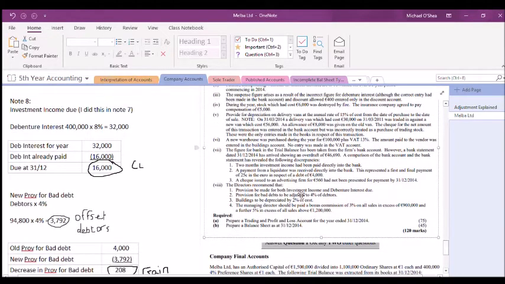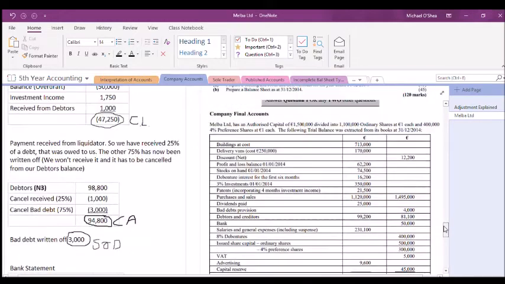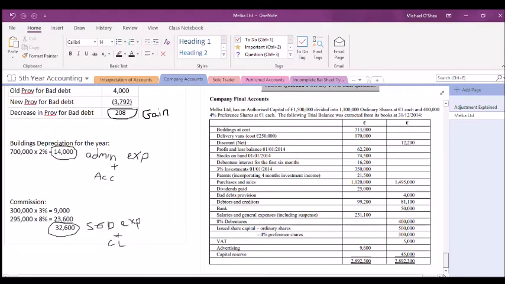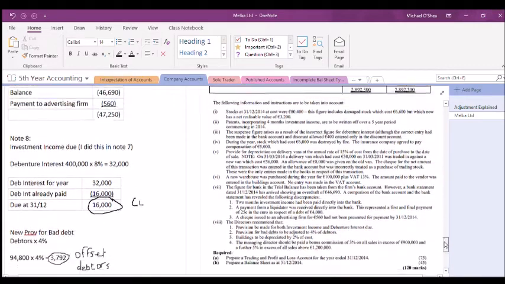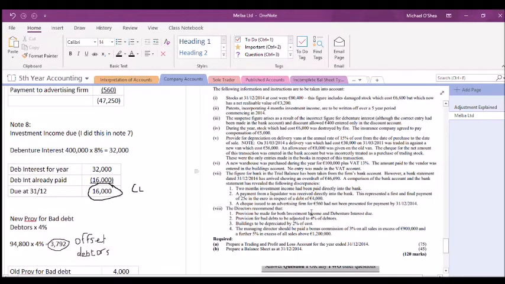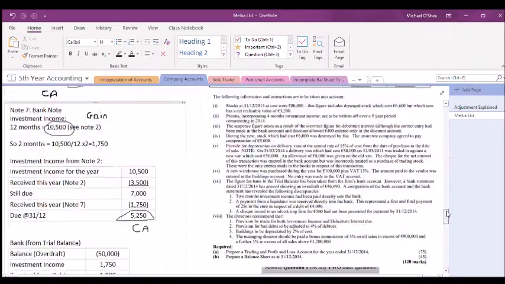Okay, the last note. This is kind of tying up loose ends. The directors recommend that provisions be made for investment income due and debenture interest due. So investment income due, I already did this. Actually, this is kind of something that a lot of people get caught out on. They don't always ask you to do this, and people do the investment adjustments up here, and they never find out how much of the investments that we've yet to receive.